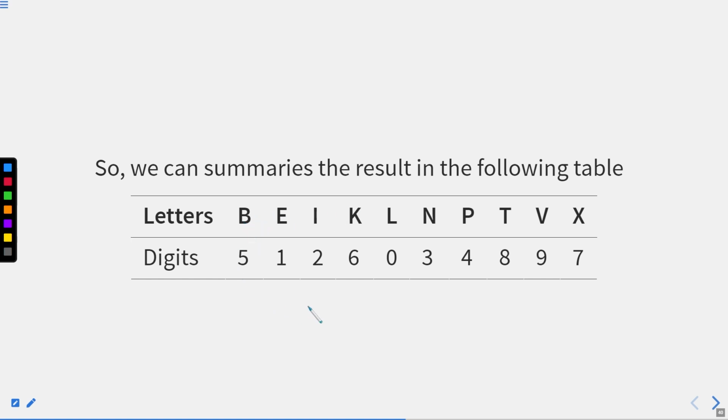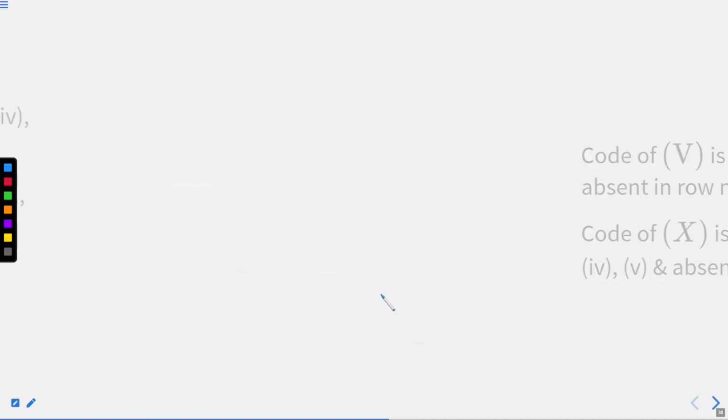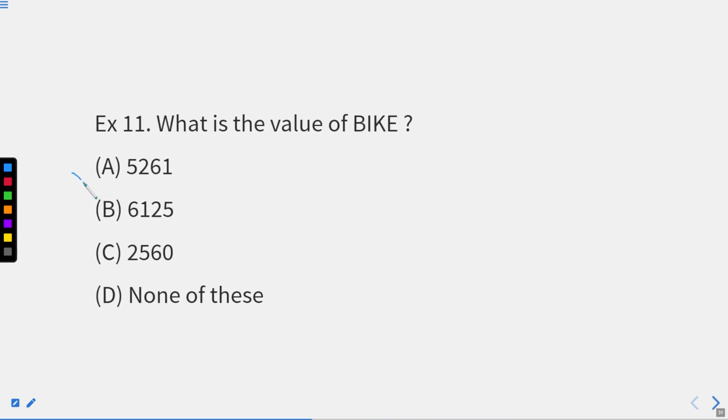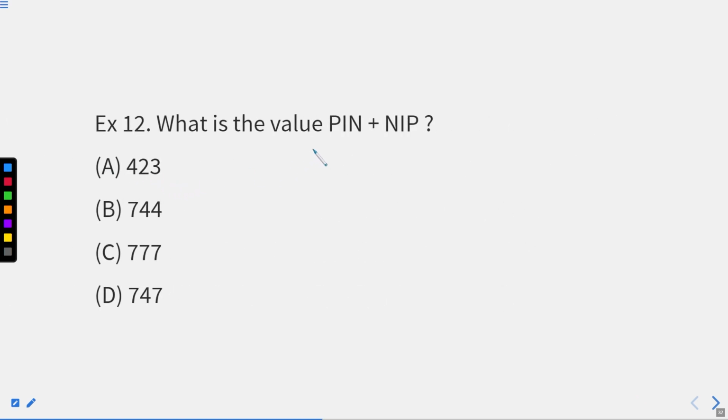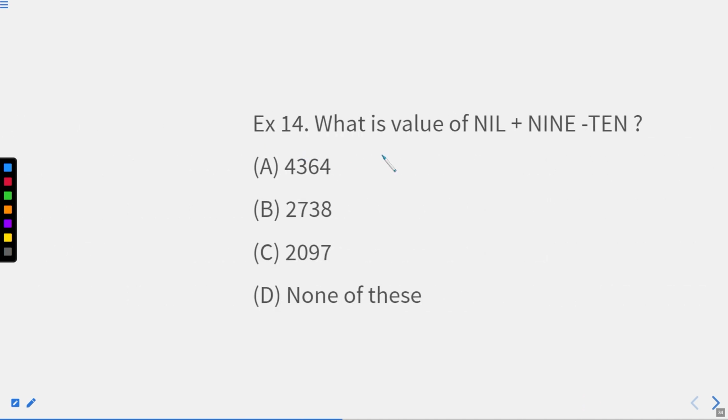B-I-K-E. For B we have 5. For I we have 2. For K we have 6. For E we have 1. 5261 is our answer. Just check whether this option is there or not. Here you can see option number 1. You have your answer. In the same manner, if you use the values of PIN and NIP and add them with the help of simple addition, you will get closer to your answer.